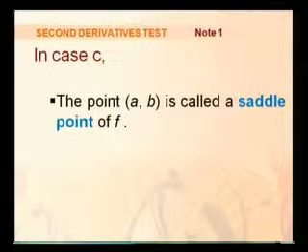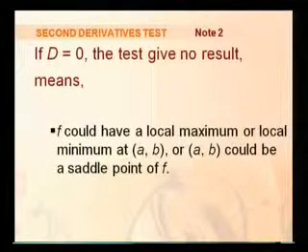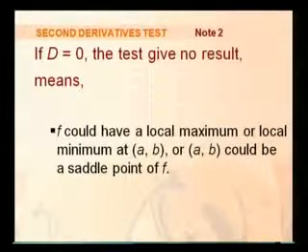We already know that if at the point (a, b) the function is not maximum and not minimum, then we can say that the point (a, b) is a saddle point. So this is the second derivative test. If D is equal to 0, the test gives no result, meaning we cannot say whether f has a local maximum or local minimum at (a, b), or whether (a, b) could be a saddle point. So we cannot say anything about the maximum or minimum value of the function if D is equal to 0.